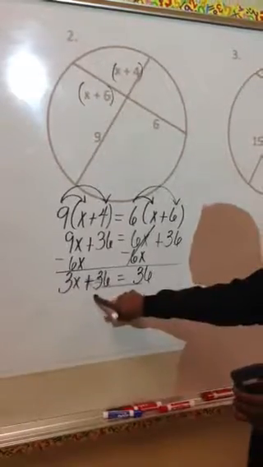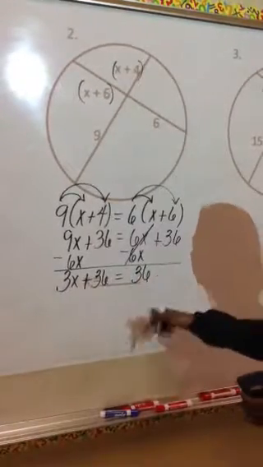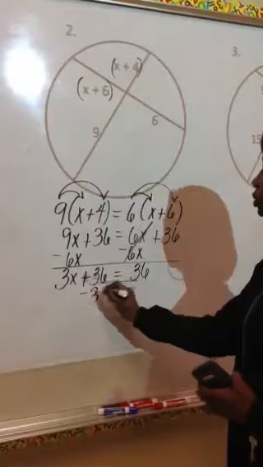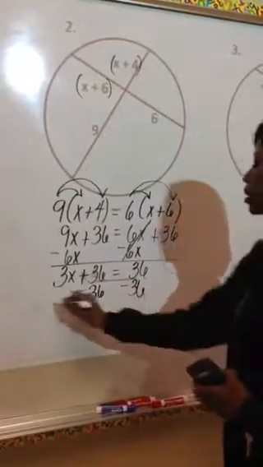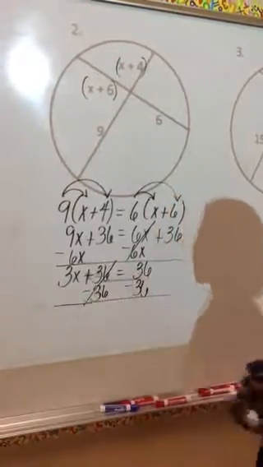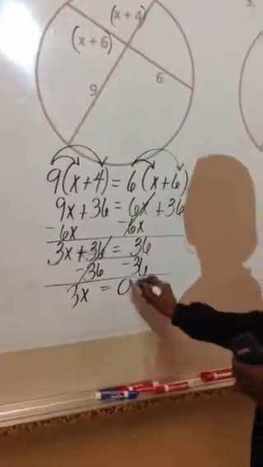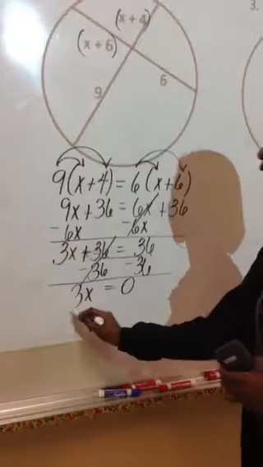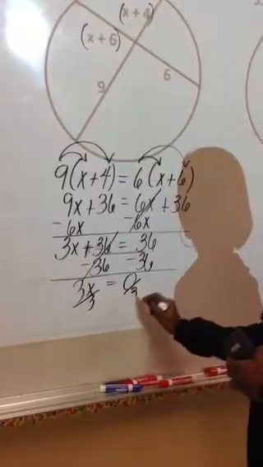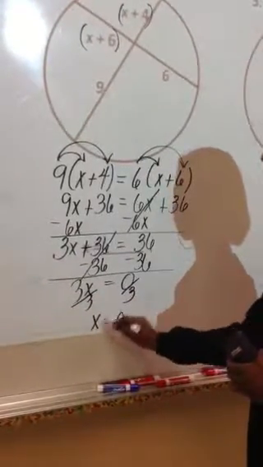Now we need to move this 36 over to the other side with this like term. To undo plus 36, we subtract 36. Do that to both sides, so it cancels out on the left, and that leaves 3 times x is equal to 0. And the last thing we want to do is divide each side by 3, and we find that x is equal to 0.